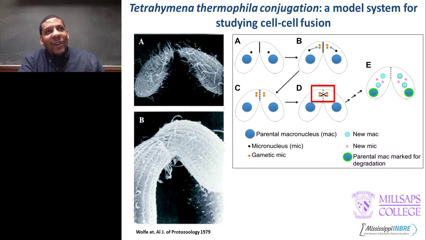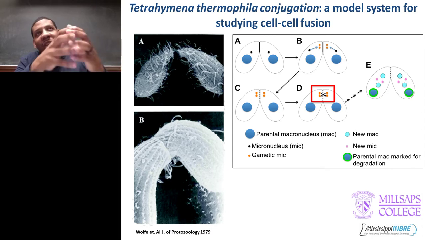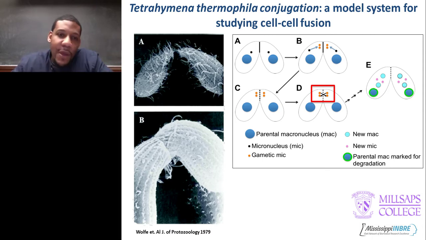So let me set up the model first, and I'll tell you why we particularly chose it for this specific question. So Tetrahymena normally undergo cell-cell fusion when they're in the starved state. So in A, you're looking at two free-swimming Tetrahymena. These are highly ciliated eukaryotic organisms, okay? And these are in well-fed conditions. And you can see that entire bullet-shaped cell is covered in these hair-like cilia, okay?